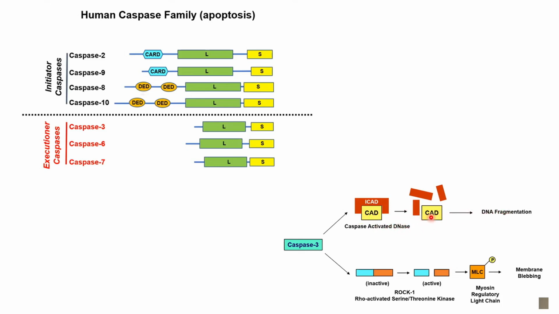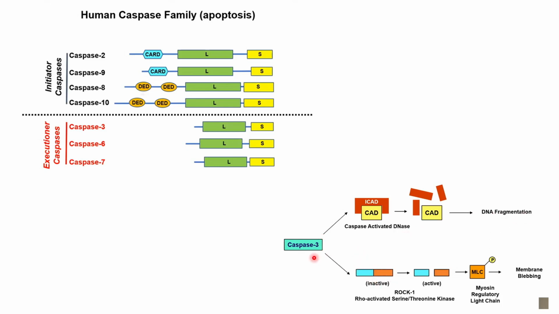Okay, so in normal condition, this should not be activated. Otherwise, it will also lead to DNA fragmentation in the normal cell as well. So only when the ICAD is degraded, which is through caspase 3, then only the CAD will be active. Okay, and this leads to the DNA fragmentation.